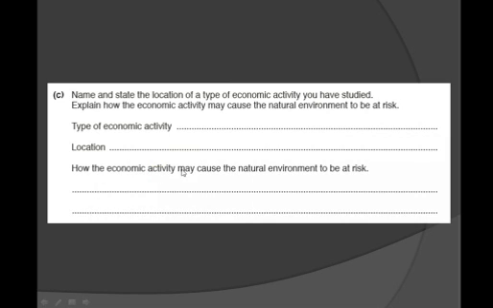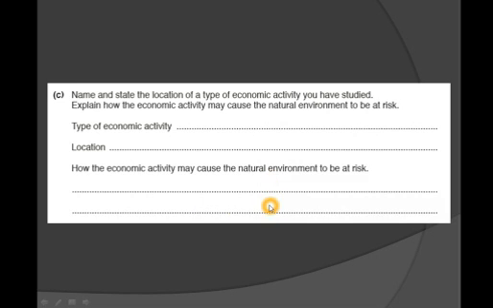How the economic activity may cause the natural environment to be at risk. These are the exact things that we have just finished in the previous slide. So you need to be able to come up with some good examples, come up with some statistical figures, so that you can be able to score a 7 out of 7.